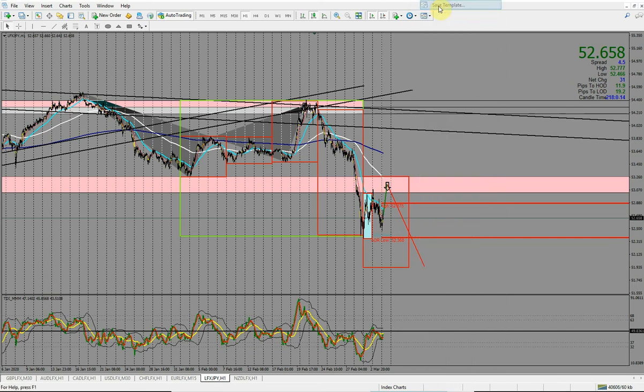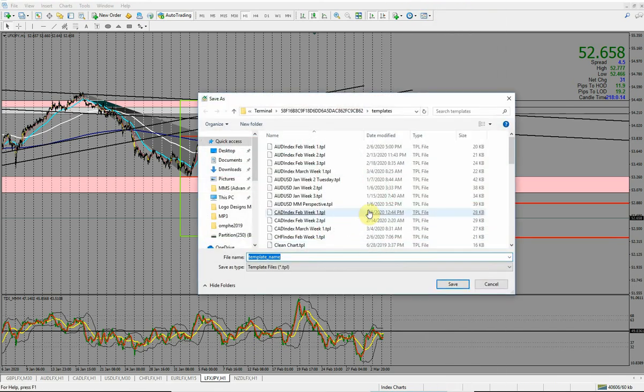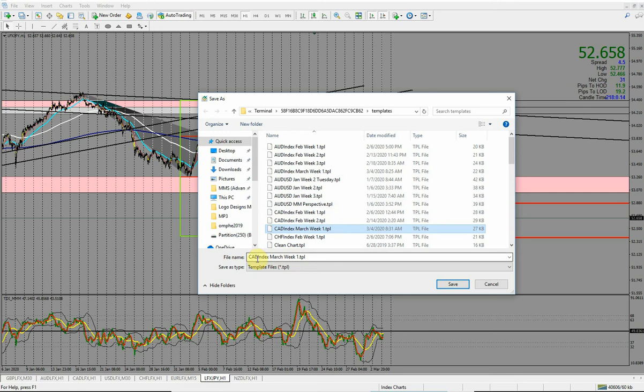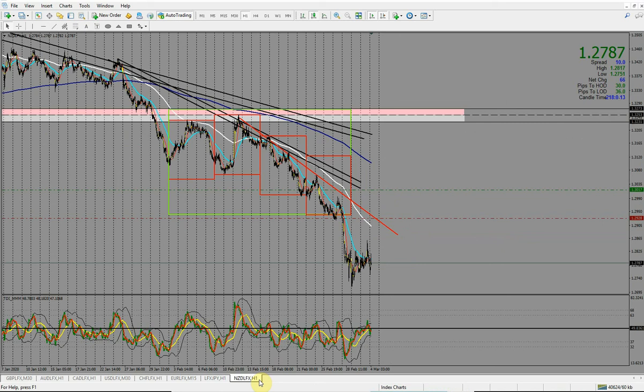So I'm just going to save that again. JPY index, March week 1, and then NZD.